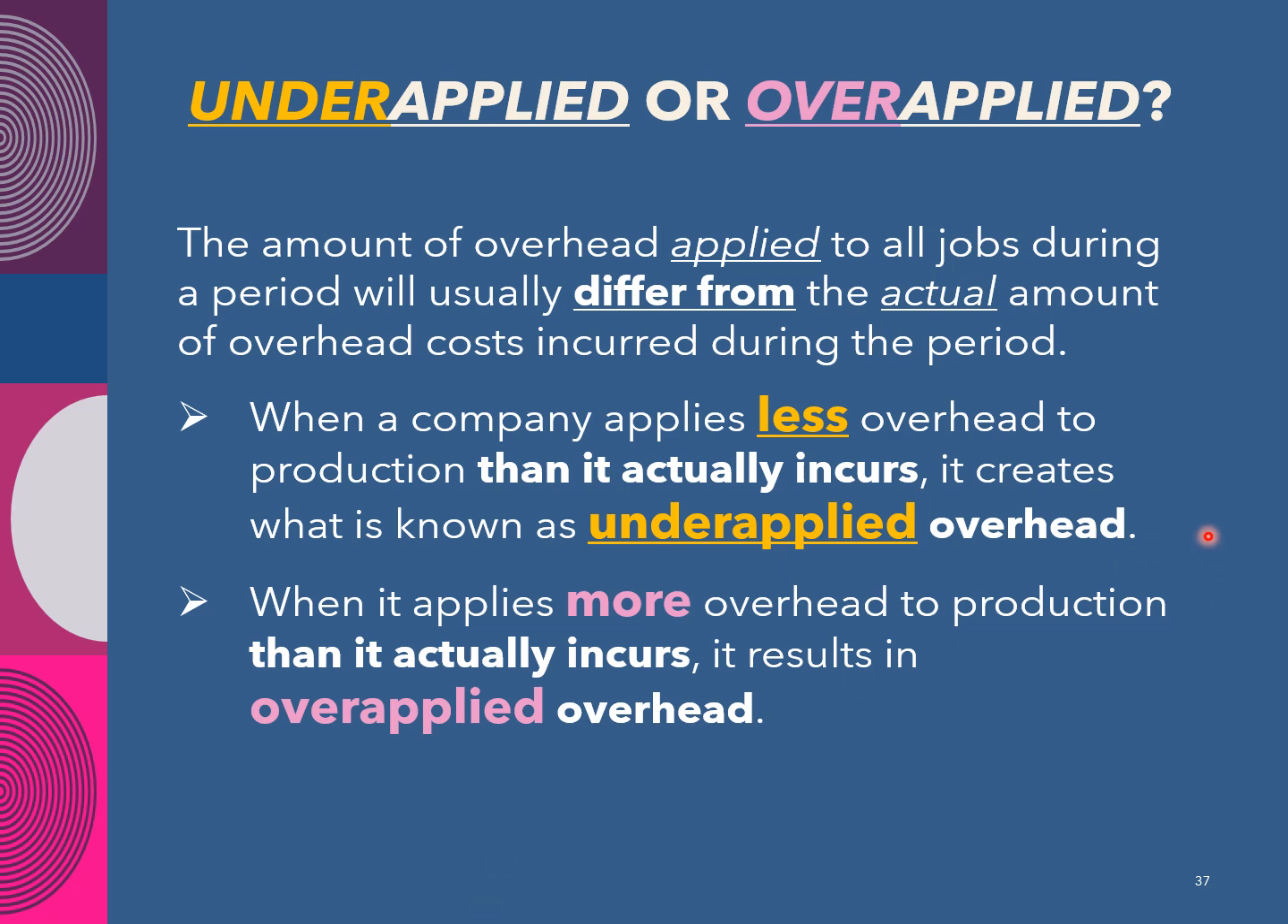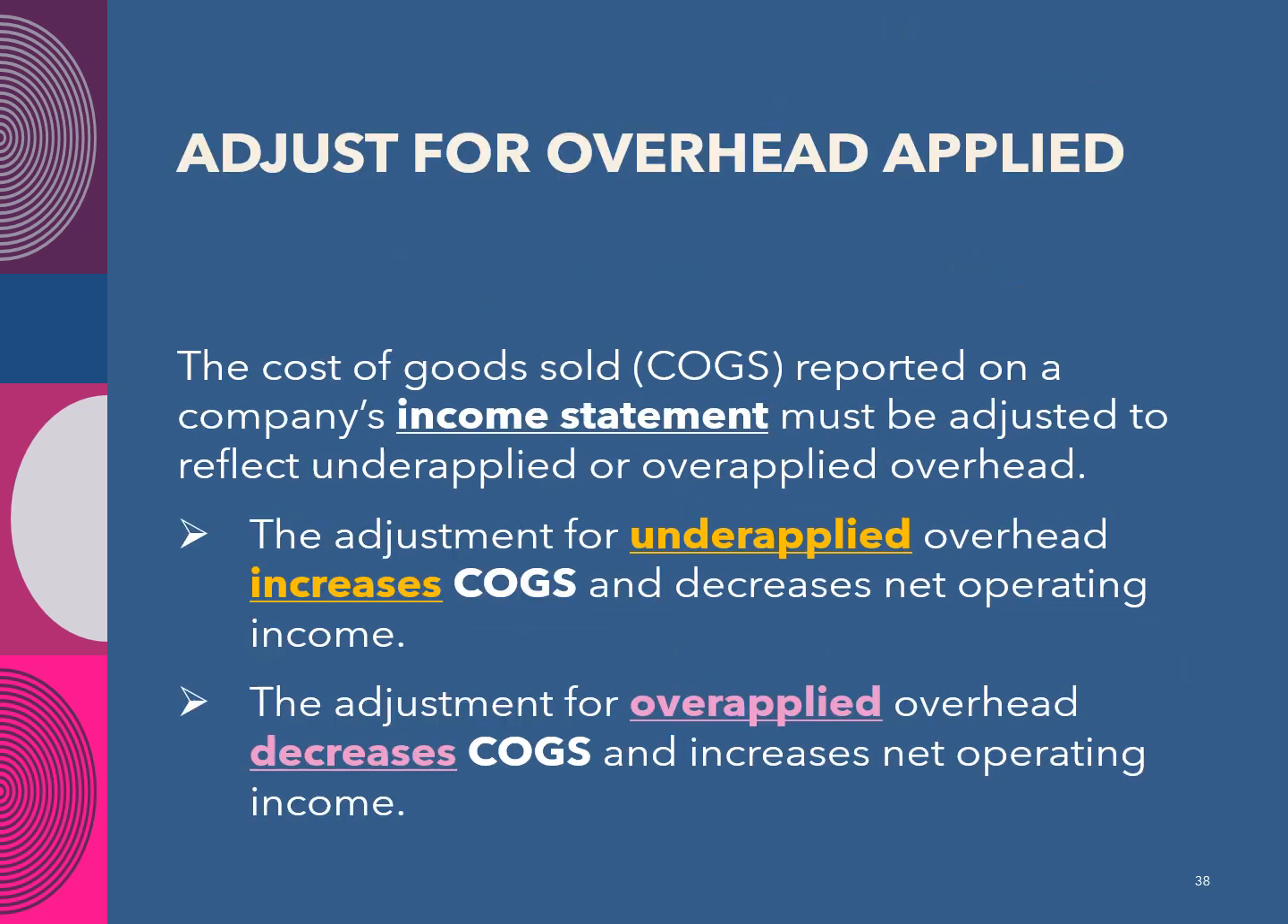When the company applies less overhead to production than it actually incurs, it creates what is known as under-applied overhead. When it applies more overhead to production than it actually incurs, it results in over-applied overhead. We need to adjust for over or under-applied overhead.